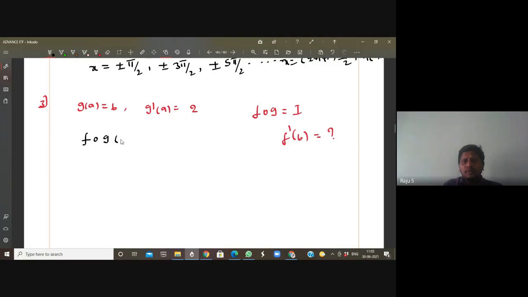I want to take both sides as x. Sorry, f circle g of x. F circle g of x is equal to I of x. So f circle g can be written as f of g of x. Am I right? F of g of x is equal to, what is I of x, student? I is the identity function. What is I of x value?